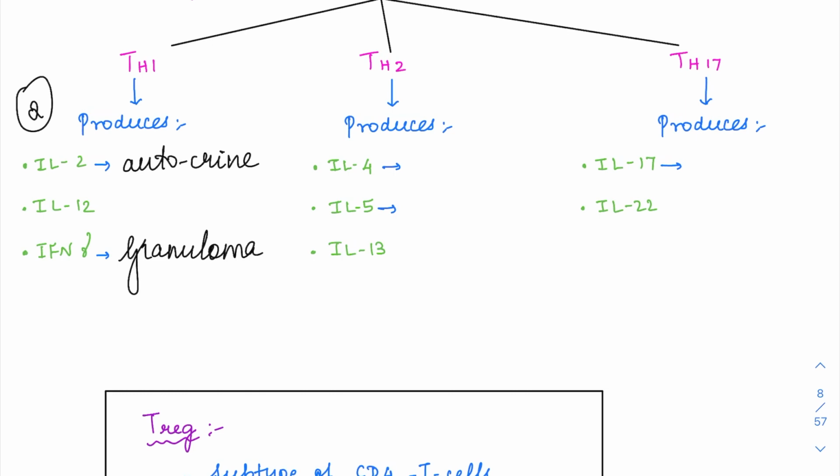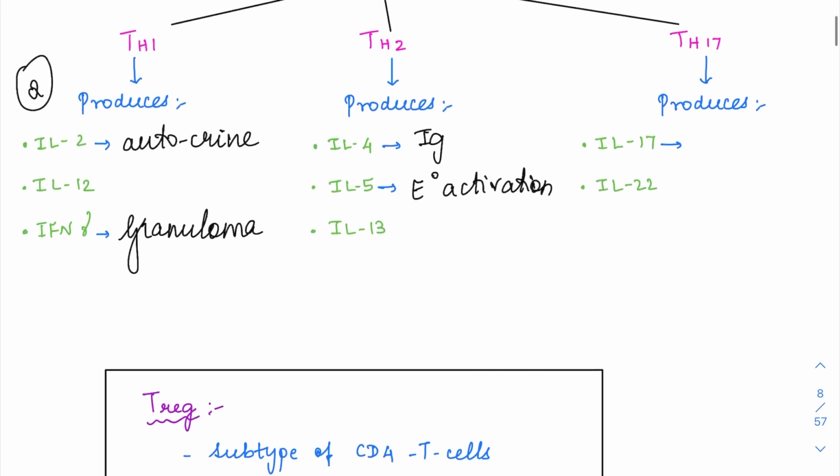Then we have the TH2 subset, which is going to produce three interleukins, interleukin 4, 5 and 13. Interleukin 4 we had already seen; it is responsible for the maturation of B cells into plasma cells to produce immunoglobulins, and it is responsible for isotype class switching as well. So interleukin 4 is needed. Then interleukin 5 is for eosinophil activation. So eosinophil activation is going to take place when interleukin 5 stimulation is present.